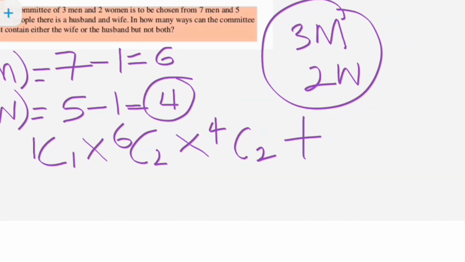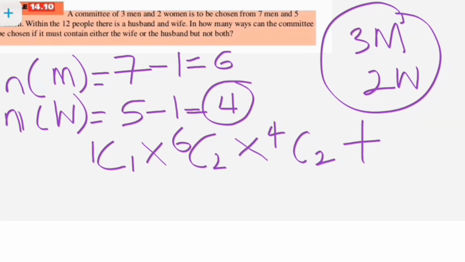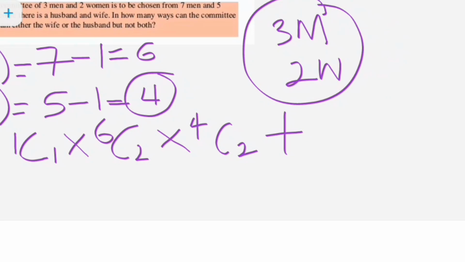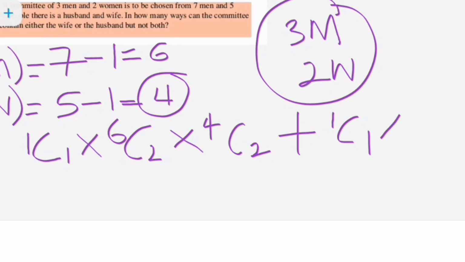The second way is if I'm choosing the woman first, like the wife first. So it will be the opposite of this one. So if you're picking the wife first, that will be 1C1. I've already chosen the wife. The wife is already selected. Then times. Now, don't forget that the number of women are 5, as you can see from here. Number of women are 5. And I've already chosen 1 woman. Okay. That means number of women left will be 4.